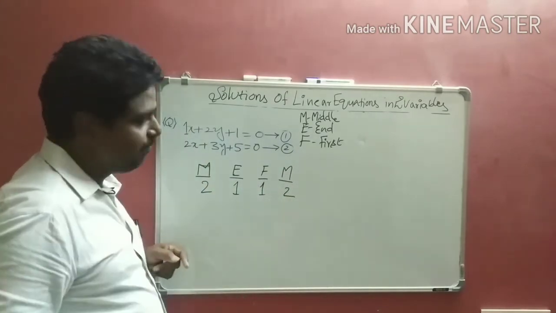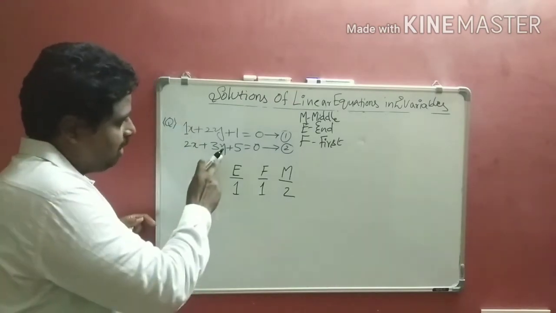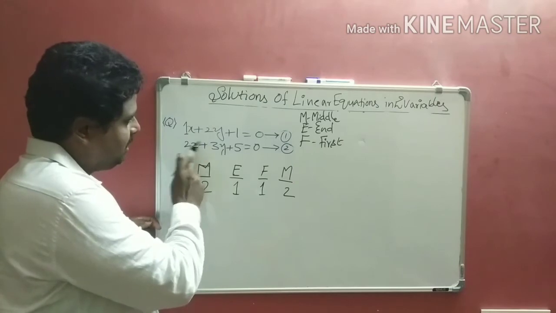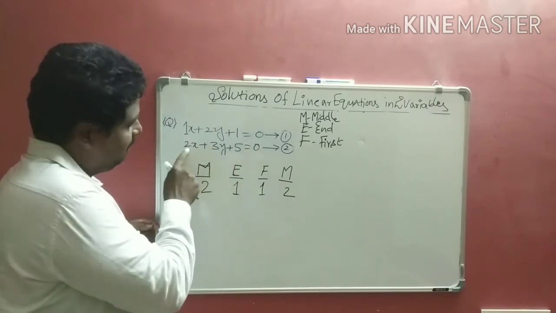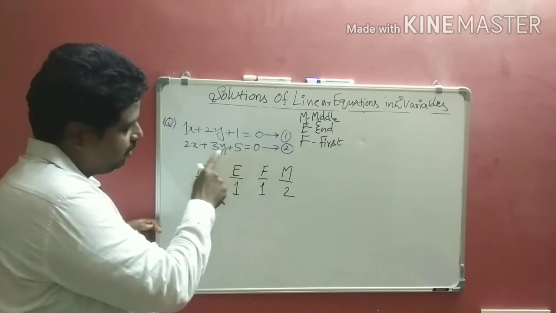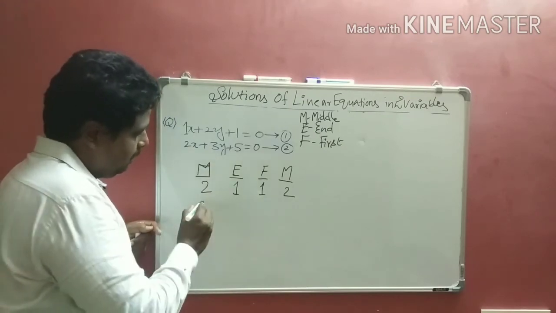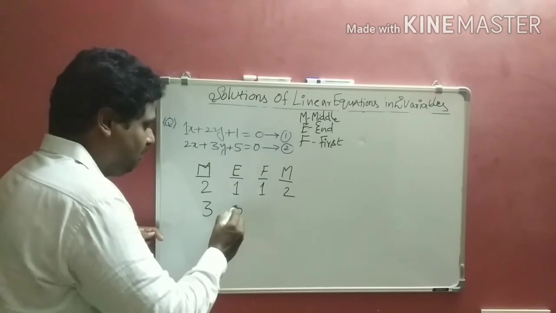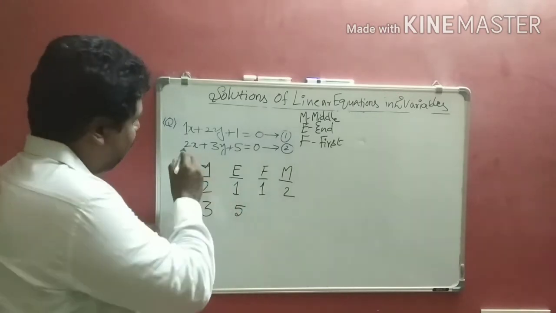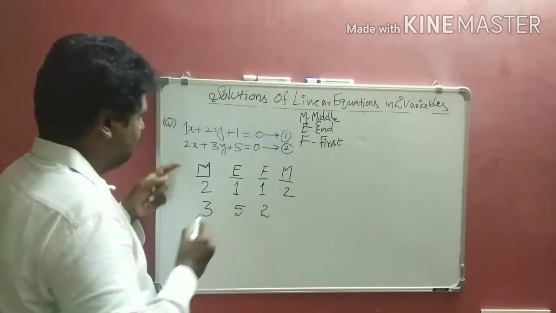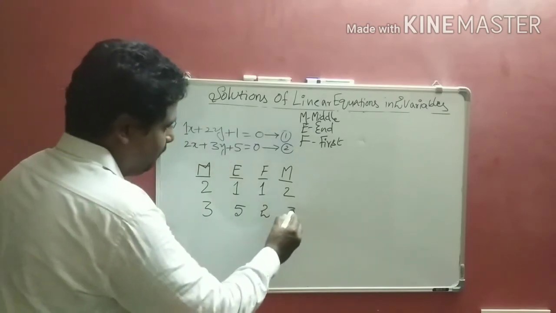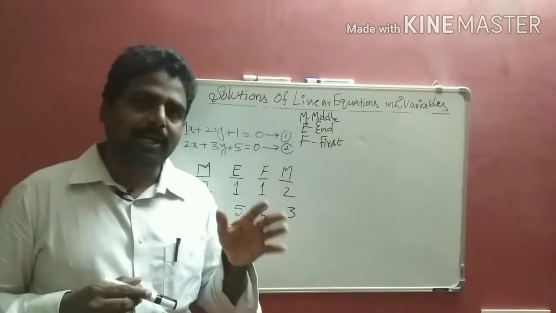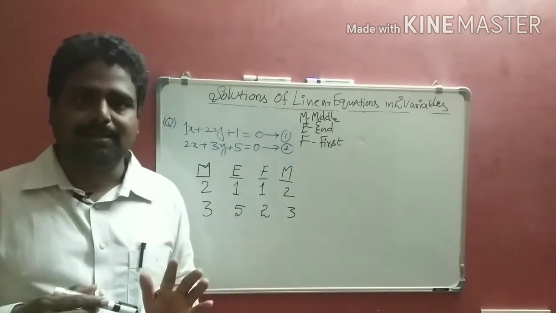Again, what is middle? 2. Okay. Now for the second equation, what is the coefficient of y? That is the middle. First, second, third. First is first, third is end, so the coefficient of y becomes the middle. So middle is 3, end is 5, first is 2, and next middle is 3. So what do we have to do after writing middle, end, first and middle terms in a line?